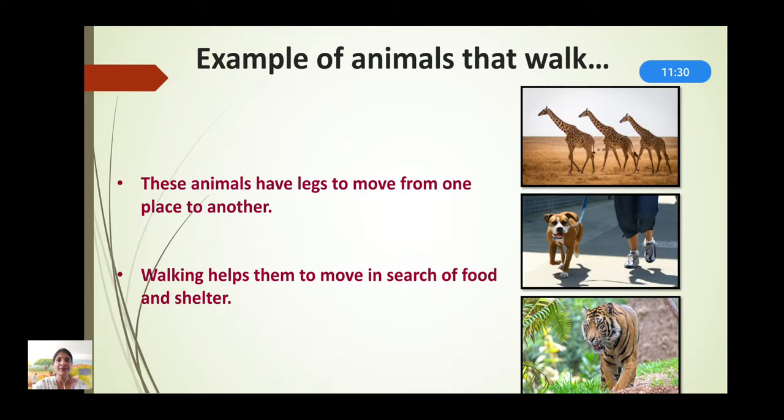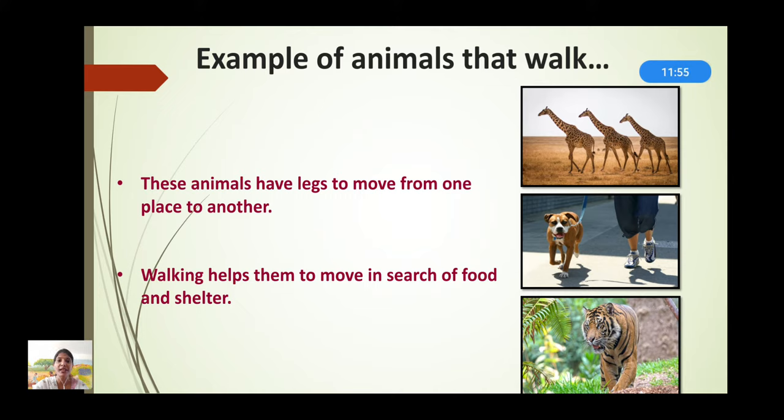Now, next, example of animals that walk. Now, we all walk. We have two legs, so we move from one place to another. If I want to move from my place and go to another place, we get up, isn't it? Now, if you want to go to the kitchen, how do you go? Do you crawl? No, you do not crawl. Do you hop? No, we walk.